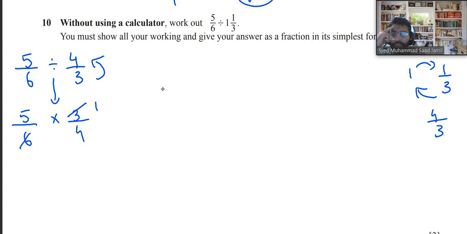3 ones are 3, 3 twos are 6. So 5 multiplied by 1 is 5. 2 multiplied by 4 is 8. So it's 5 upon 8.